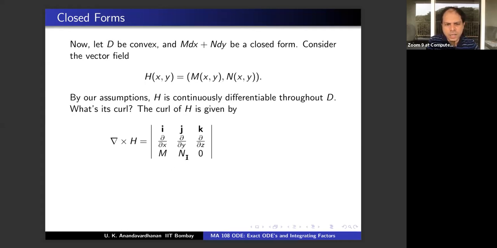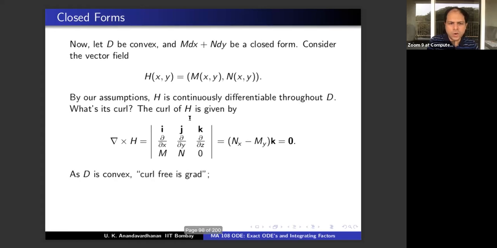In two dimensions, this agrees with N_x minus M_y times a unit vector k in the z direction. But this is 0 because N_x equals M_y. Okay, so curl is 0. As D is convex, this is the result that you recalled. Curl free is grad.